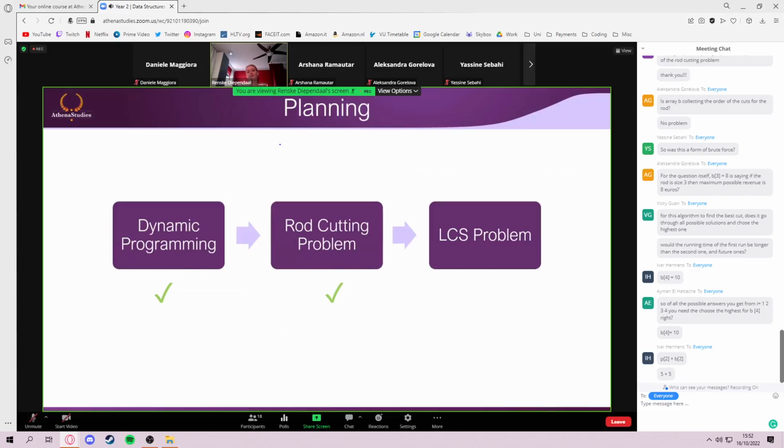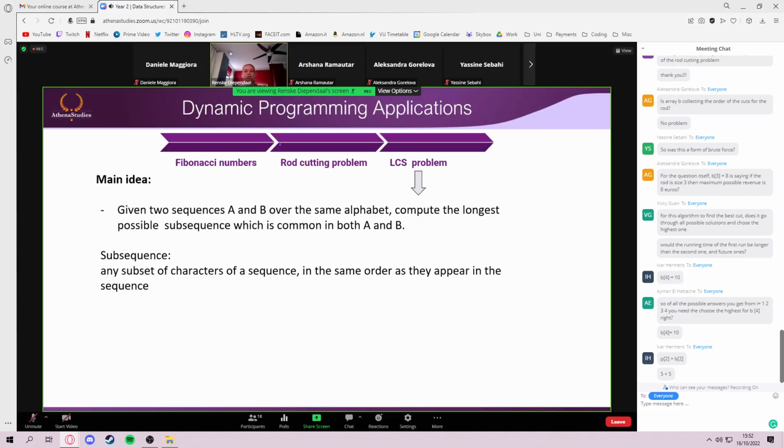The last part. So the longest common subsequence problem. Given two sequences A and B over the same alphabet, so it's basically just a sequence A, B, C, E, whatever. This could be your A, and then for B, you could say something like this. So this could be your sequences, and then you want to calculate the longest possible subsequence which is common in both A and B.